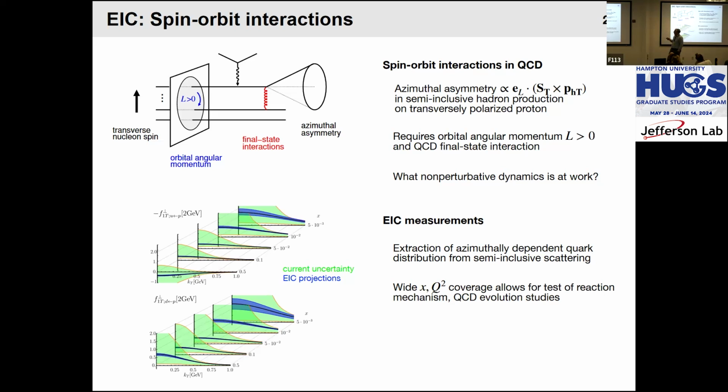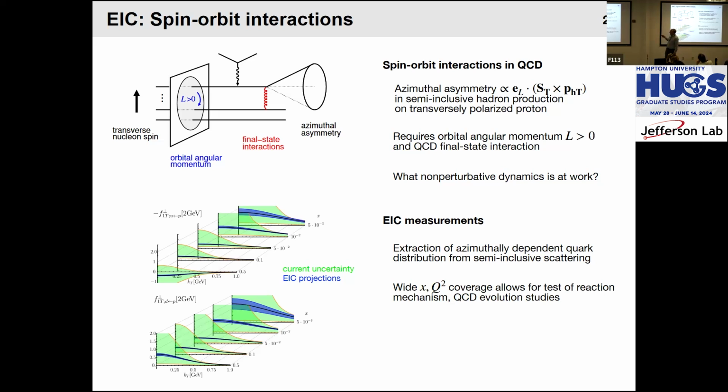So here we look at semi-inclusive production. So we look at some hadron that arises from the fragmentation of the struck quark. And we look at the azimuthal asymmetry, or azimuthal angle dependence, of the cross-section now, which is given by a structure indicated here. So this is the cross product of the transverse spin of the target with the transverse momentum of the observed hadron dotted into the vector of the longitudinal direction.